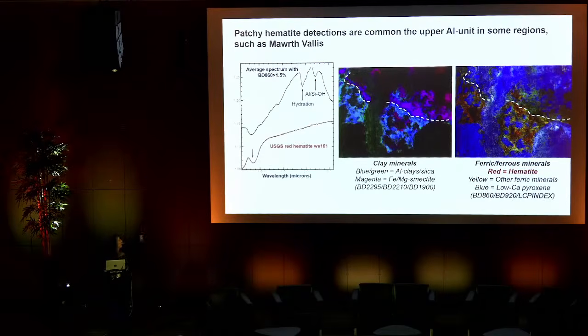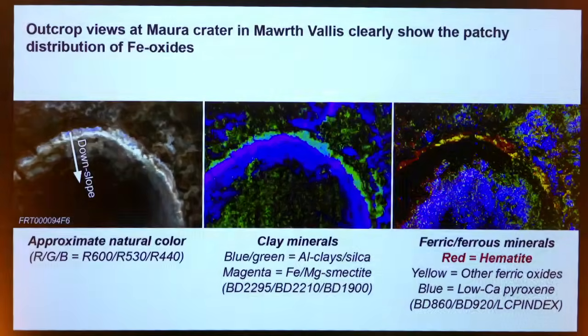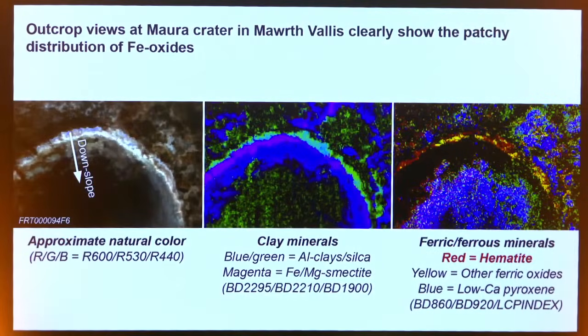Here's an actual spectrum just to show that this is in fact there. This is an average of, in this scene, all the pixels that have strong 860 nanometer bands compared to a standard USGS red hematite spectrum. And you can see that it has the hematite 860 nanometer band, as well as a strong hydration and aluminum SiOH band consistent with the upper aluminum unit. We see this basically everywhere at Marth Vallis, but also globally in many locations.